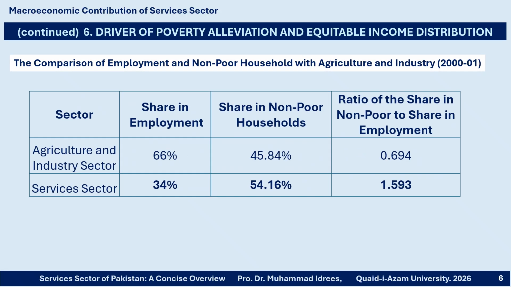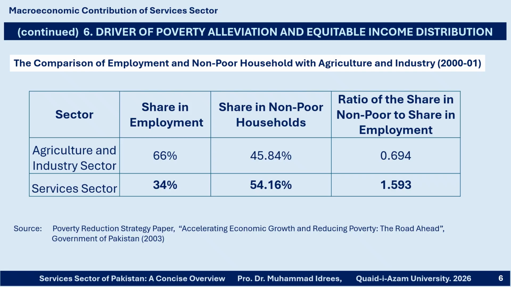Now here we have a few statistics. This is a research report of 2003, and it is based on the data of 2000 and 2001. According to this report, the services sector has a share of 34% in employment, while agriculture and industry collectively had a share of 66%. But if we look at the number of non-poor households, then the share of the agriculture sector in non-poor households is 45.84, significantly less than its employment share, whereas the share of the services sector in non-poor households was 54.16, significantly higher than its share in employment.